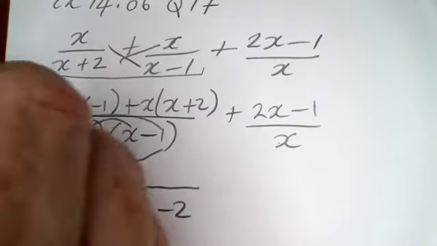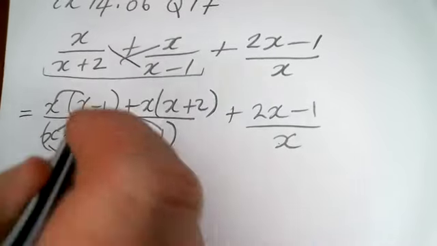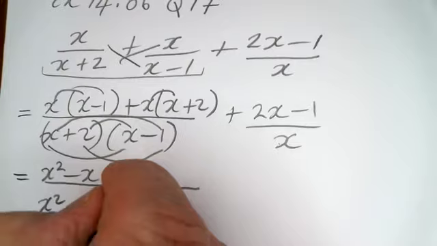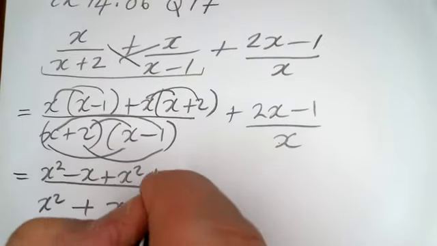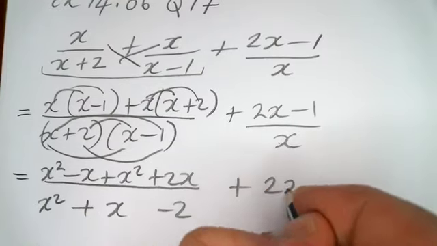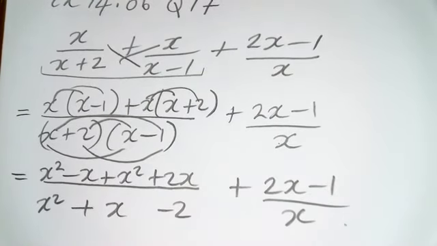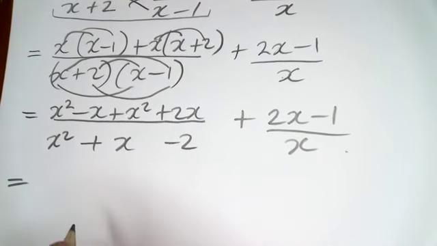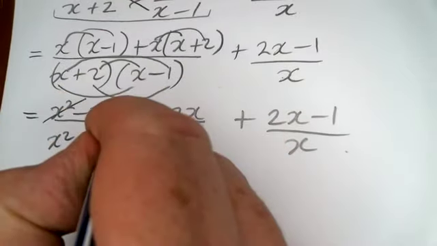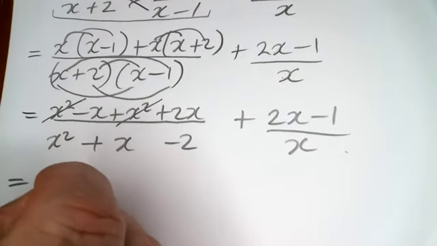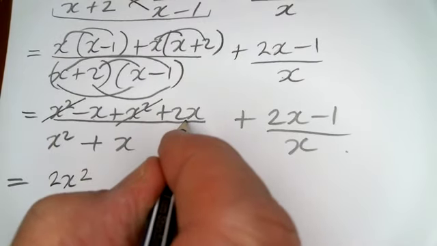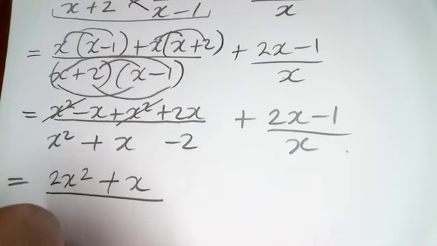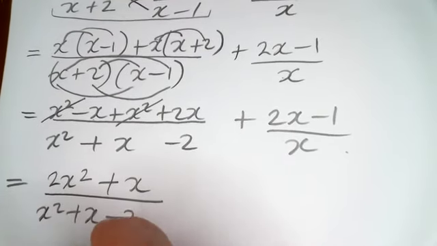Okay, so the top bit. I've got x times x is x squared. X times negative 1 is minus x, plus x times x is x squared. X times 2 is plus 2x. And of course, on the end, we've got 2x minus 1 times x. Let's collect like terms now. We've got an x squared and an x squared, that's 2x squared. We've got a minus x and a 2x, that's plus x. On the bottom, we've got x squared plus x minus 2.